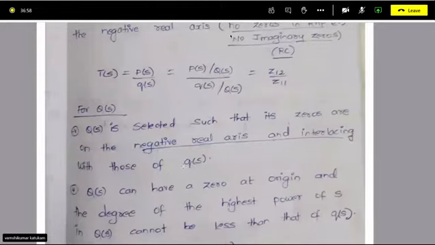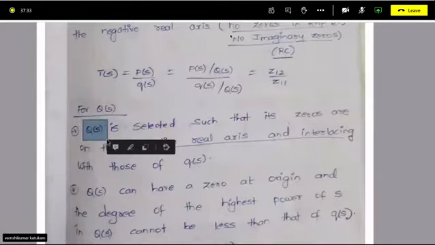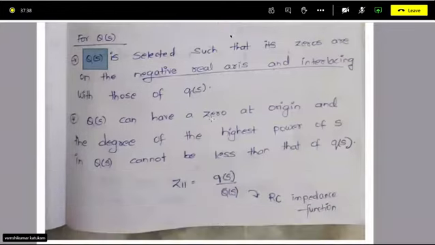Suppose small q of S poles are 1, 3, 5. Then for capital Q of S, you can take zeros at 2, 4. Interlacing means the small q of S zeros, which are nothing but the poles of T of S, and the zeros of capital Q of S must be interlacing, like 1, 2, 3, 4. So that is the first point. Now we know how to write capital Q of S.